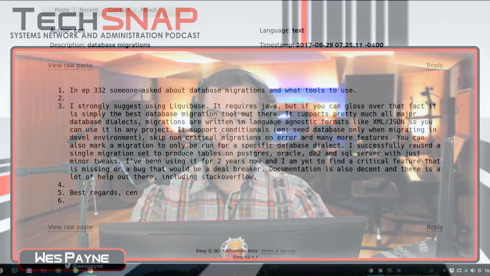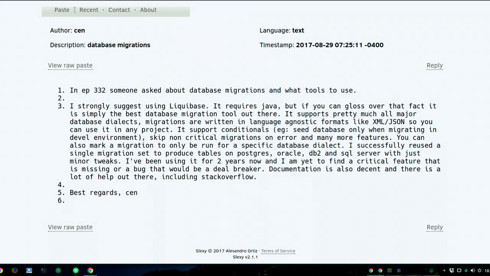And that brings us to the feedback, the time in the show where we take out some time and hear from you, our wonderful audience. First up, we've got a letter from Sen about database migrations. In episode 332, someone asked about database migration and what tools we recommended.